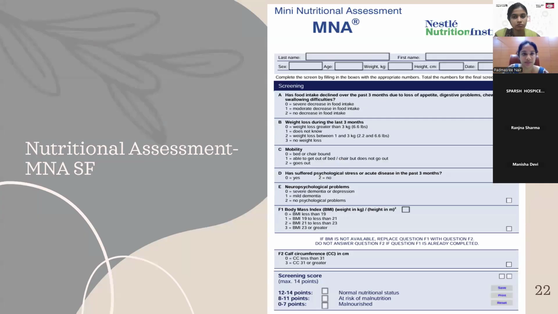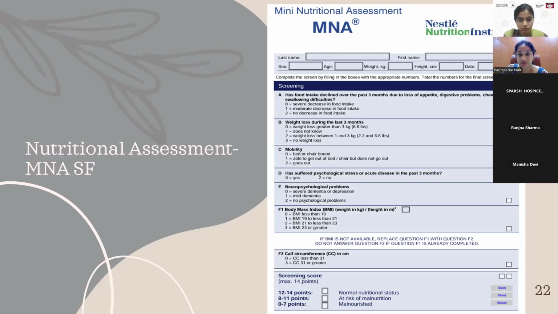Coming to nutritional assessment, as I said, the screening test that we do is we ask them if they've had any unintentional weight loss or if they have any decreased appetite. The nutritional assessment form that we use here is the Mini Nutritional Assessment, SF standing for the short form. This is from Nestle Nutrition Institute. We have screening questions, which are A, B, C, and D, and again we give them points.